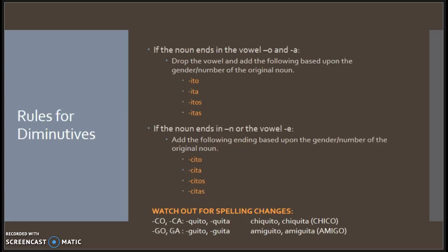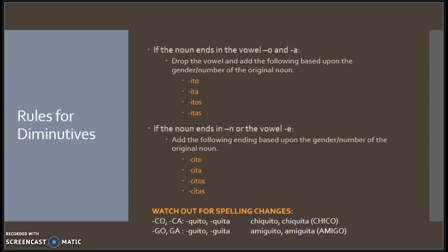So let's talk about some rules on how we add this ito. If our noun ends in a vowel O or A, which most nouns do, we simply drop the O or drop the A or an E, and we add ito, ita, itos, itas based upon whether the noun is originally masculine singular, masculine plural, feminine singular, feminine plural.